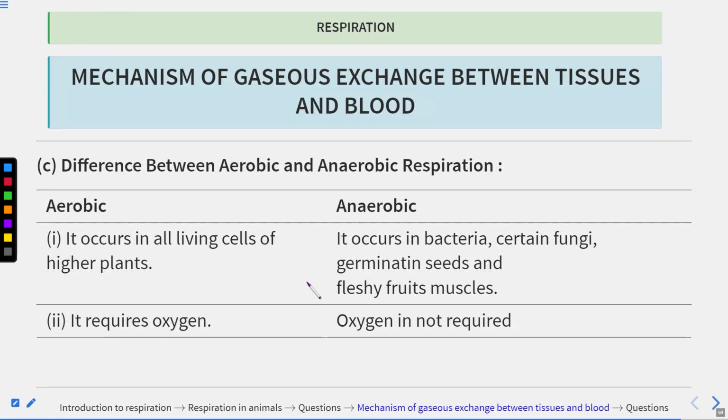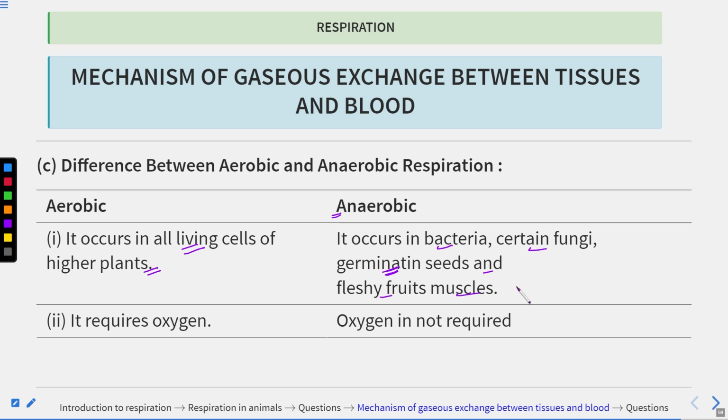Now let's have a look at the difference between the aerobic and the anaerobic respiration. Some of the differences you must be already knowing, we have discussed these processes. So aerobic respiration occurs in all living cells of the higher plants. Anaerobic respiration occurs in some bacteria, some fungi, germinating seeds, and it also takes place in the fleshy fruit muscles.